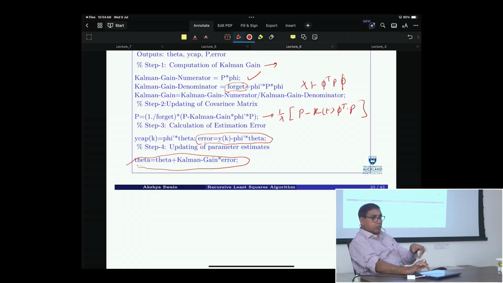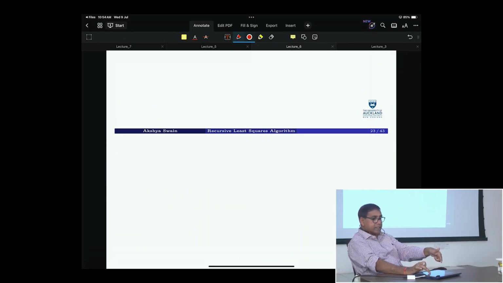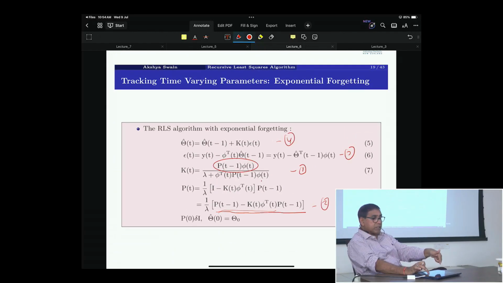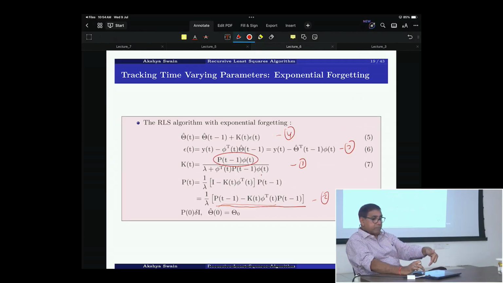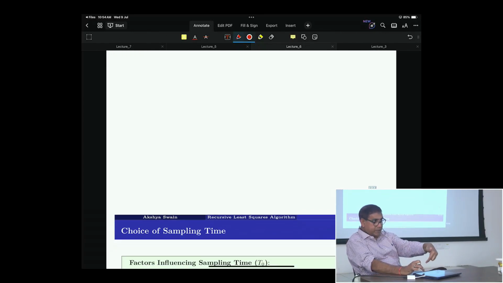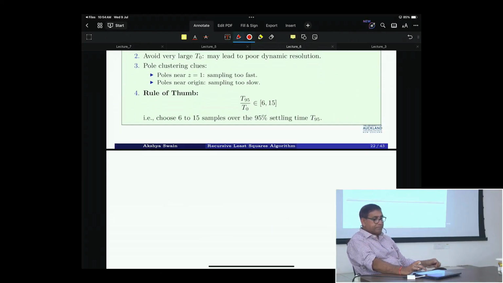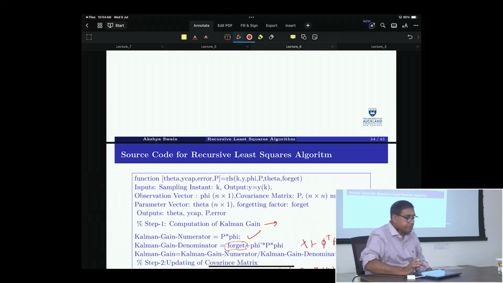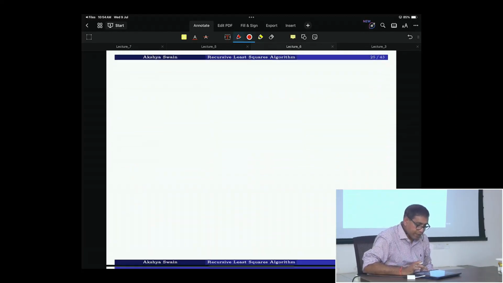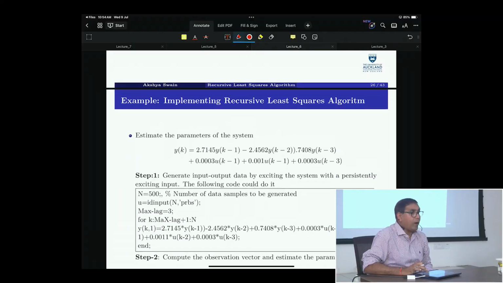Any problem? Why am I telling this? Because this is necessary for many cases, recursive computations. See the equations here and exactly the same way the program has been written, right? Okay? Now what happens?